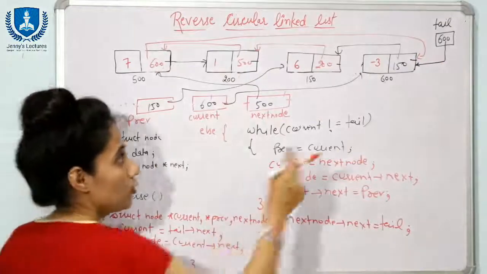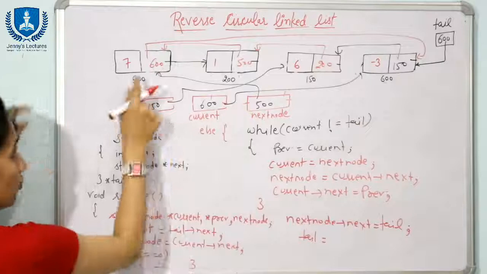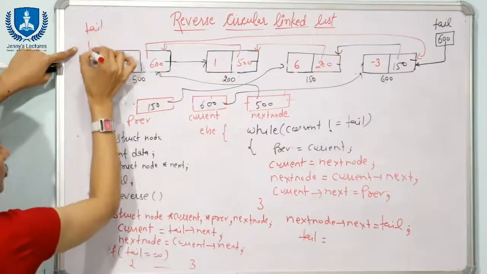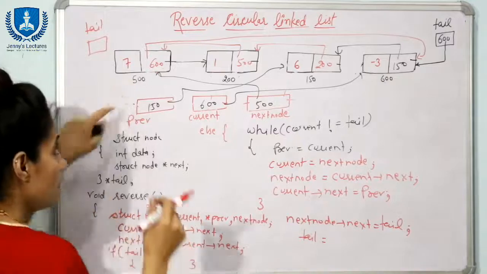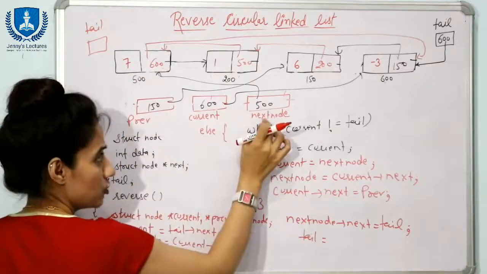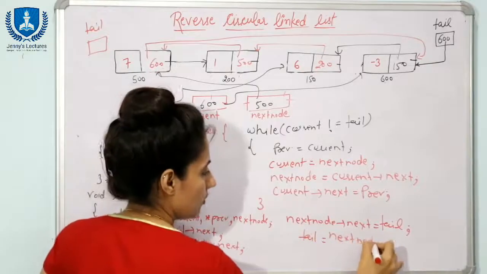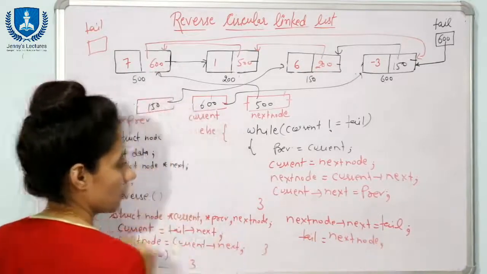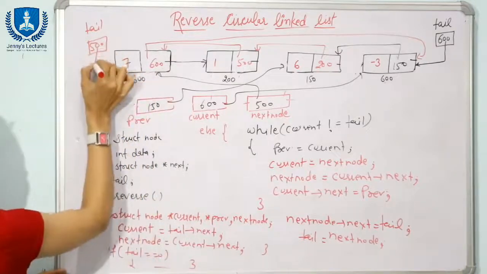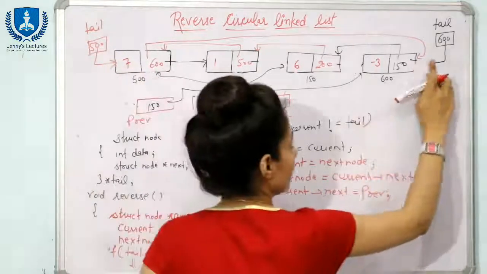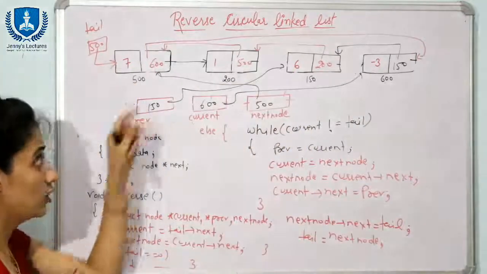Remaining one thing is what you have to move this tail. Now tail should point to this node, right? So in tail we want to store 500. So how you can get this 500? See, pointer to this link is next node. So next node is containing 500. So in tail I can store whatever the value in next node. Fine. So now in tail we have 500. So tail is pointing to this node, right? As you can see, we have reversed all the links, as well as tail is pointing to this node.